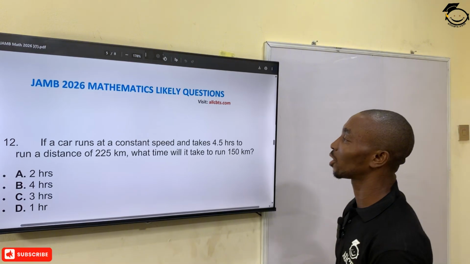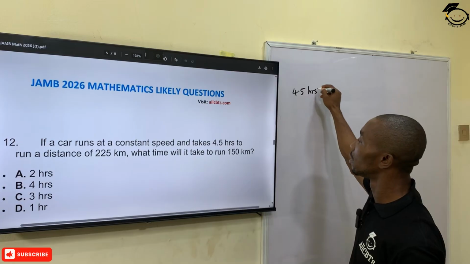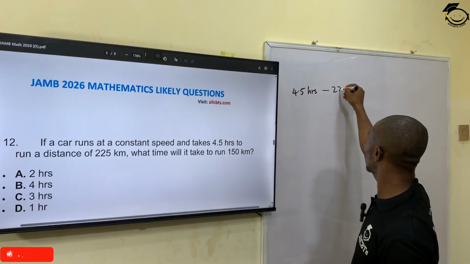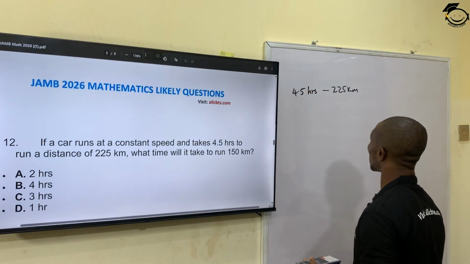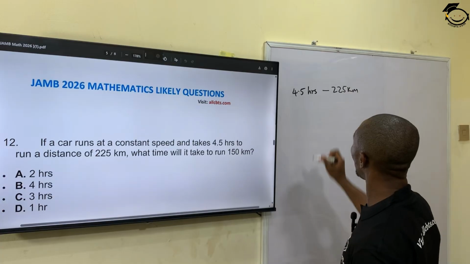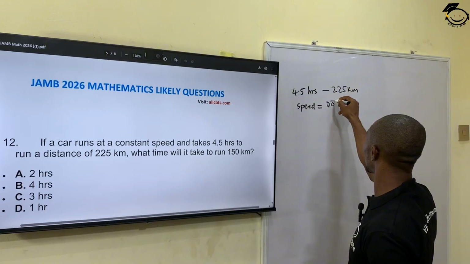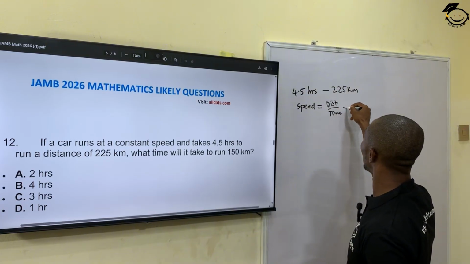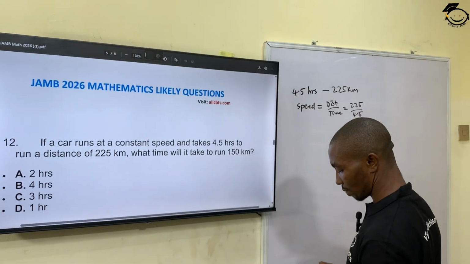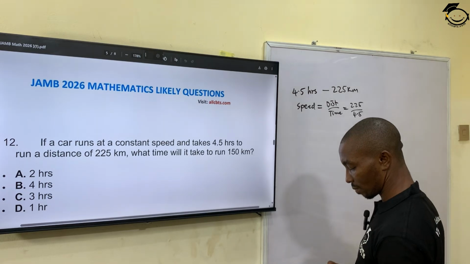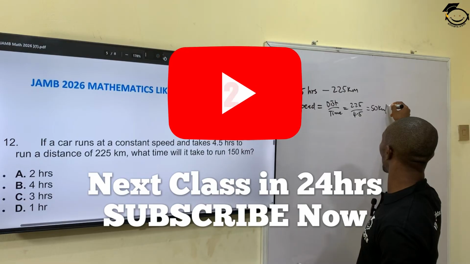If a car runs at a constant speed and takes 4.5 hours to run a distance of 225 kilometers, what time will it take to run 150 kilometers? For this, we know that speed equals distance over time. So this will be 225 over 4.5, which will give us 50 kilometers per hour.